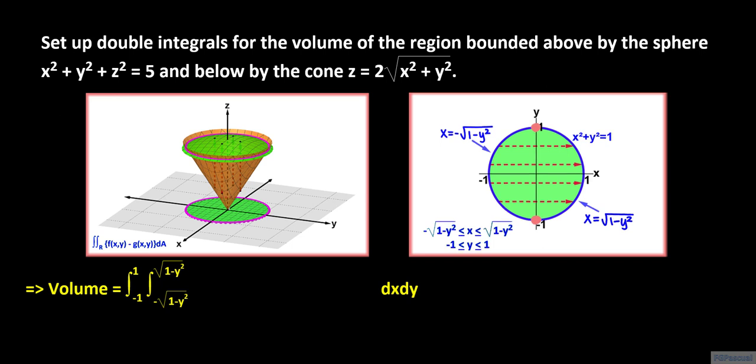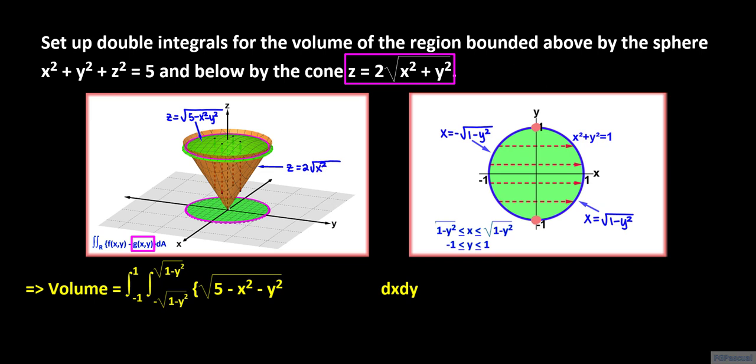Now for the integrand, or what goes inside the double integral. F of x, y is z for the upper bounding surface. From the equation of the sphere, we solve for z in terms of x and y. And since the upper surface is on the upper half sphere, z is equal to the square root of 5 minus x squared minus y squared. G of x, y is z on the cone, which is the lower bounding surface. And so g of x, y equals 2 times the square root of x squared plus y squared.